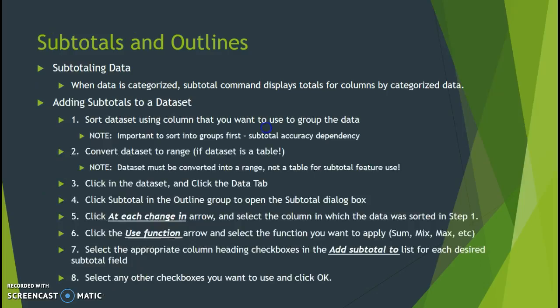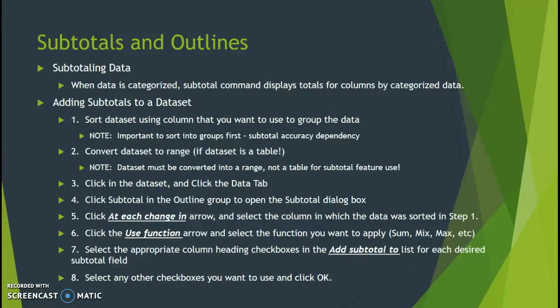modeling and pivot charts. So to get started, last week we looked at subtotaling within an Excel table, and as we talked about that in class, that was specific to the structure of the table. But what we're going to look at today is subtotaling data in an actual worksheet. So basically, when you have data that's categorized, you have the ability to use the subtotal command to display the totals for columns categorized by that data.